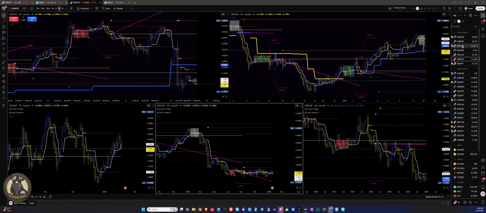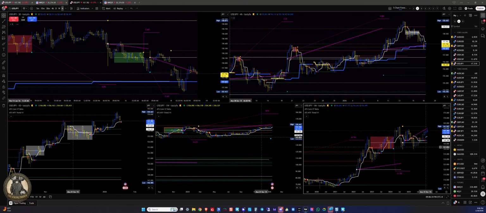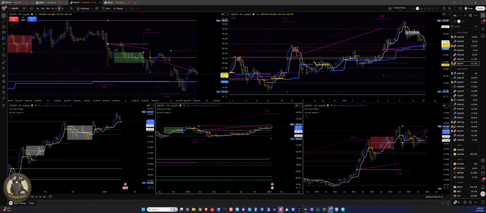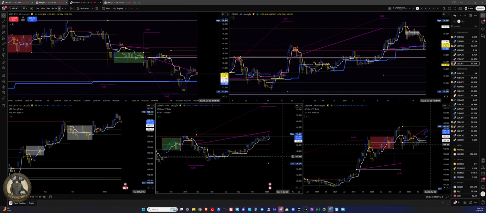So I flagged, let's see, I flagged the dollar yen. So we are long and could be approaching our liquidity line here, so that piques my interest.